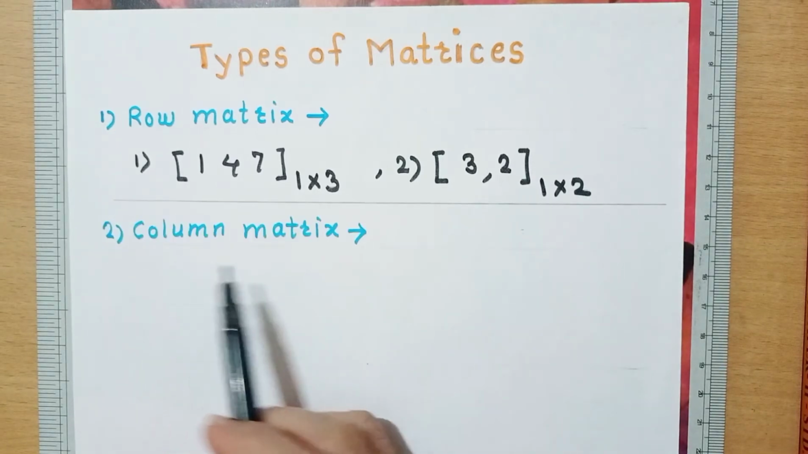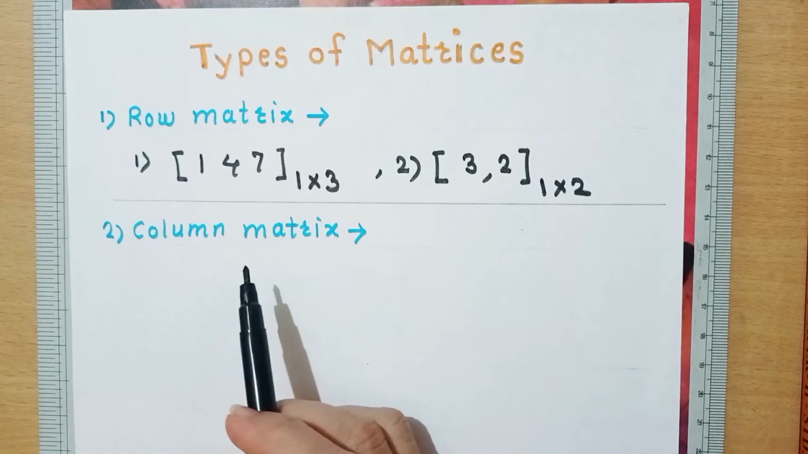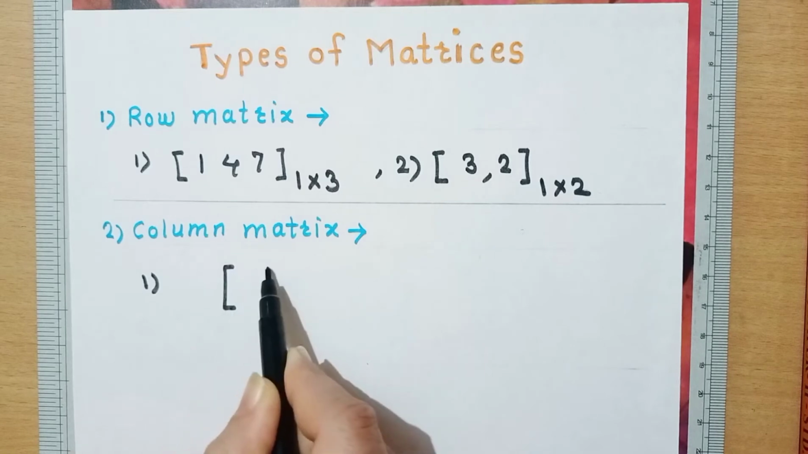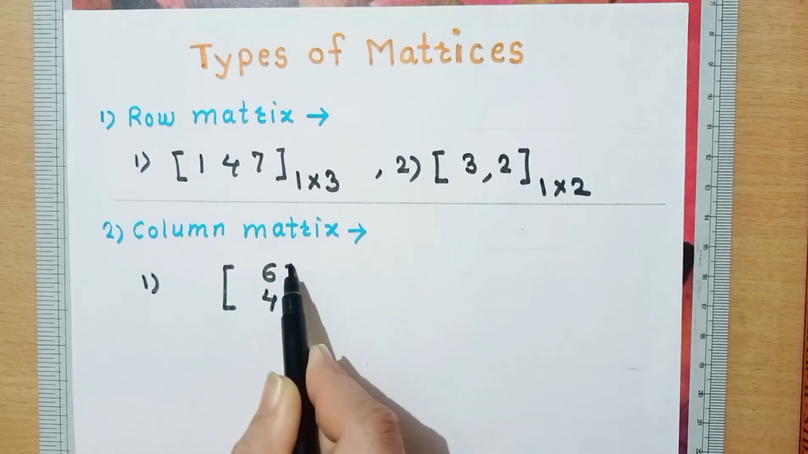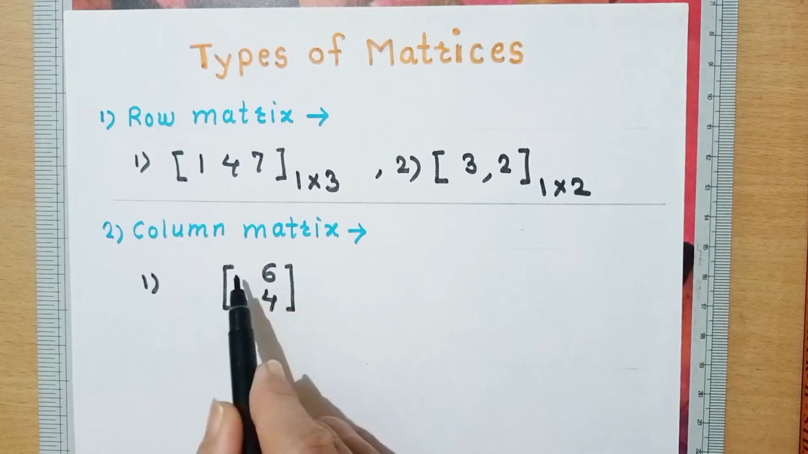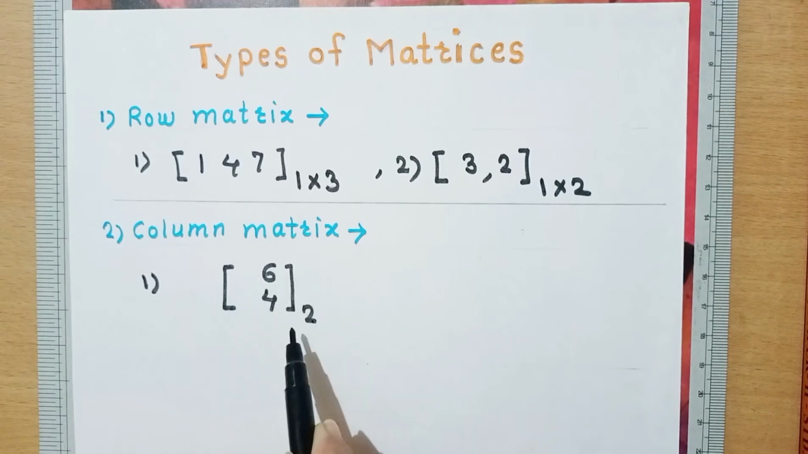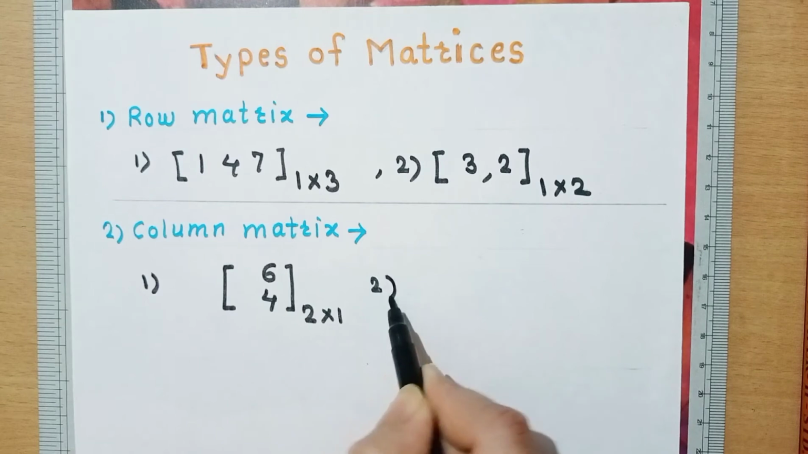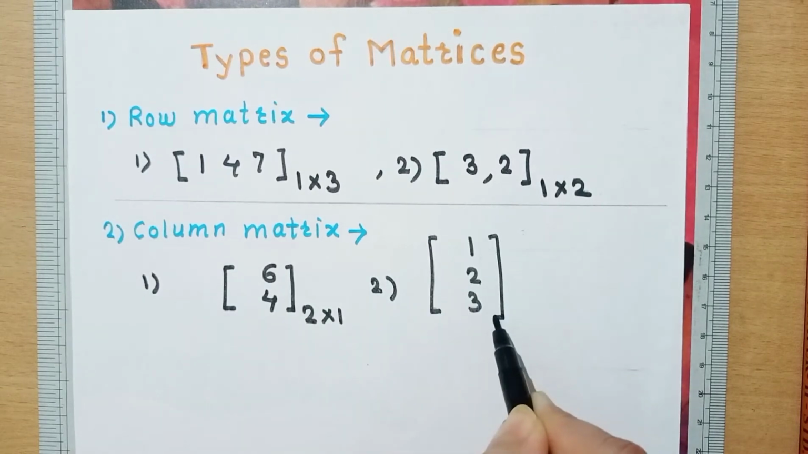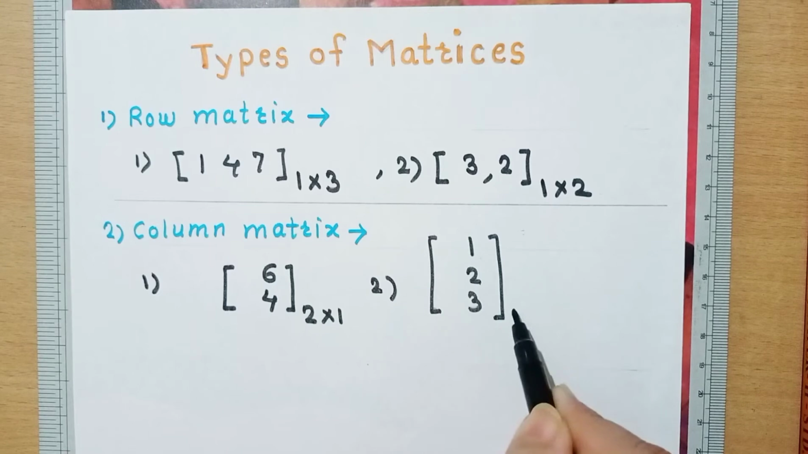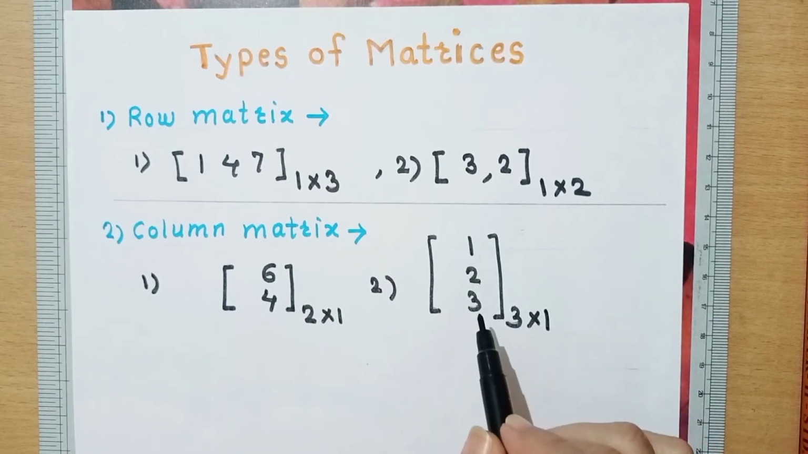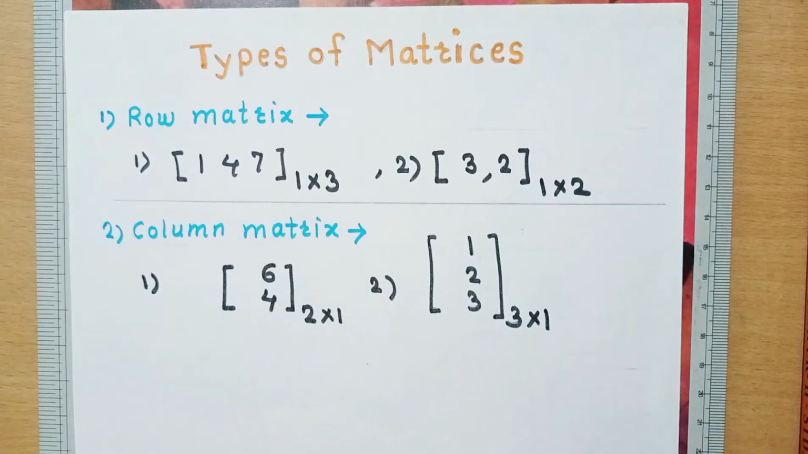Now the second type is column matrix. The matrix having only one column is called a column matrix. Suppose this is the matrix. Now there are two rows. So I am writing here 2 but only one column. So this matrix is of order 2 by 1. Second example. So here we can observe 1, 2, 3. There are 3 rows but only one column. So this is of order 3 by 1.